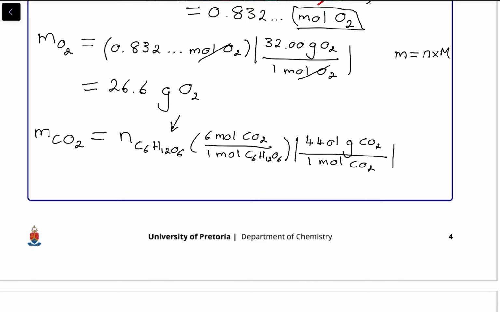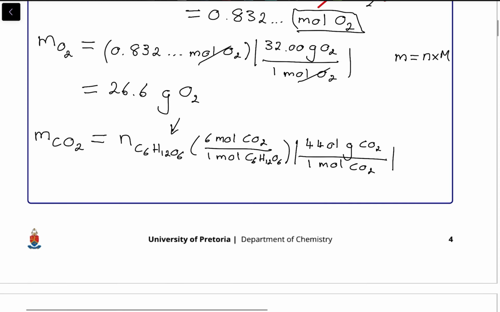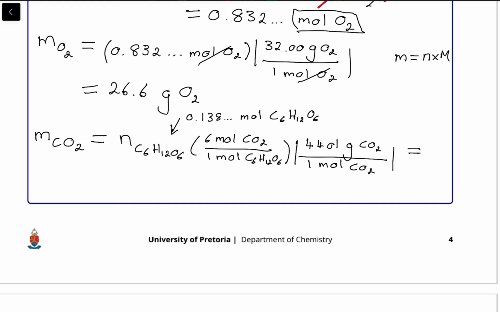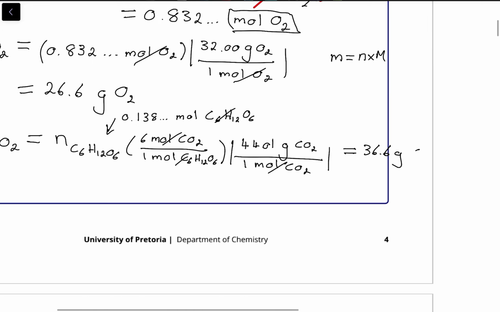And let's just remind ourselves, I think this was 0.138 and some numbers mole C6H12O6. I'm not going to completely write out everything here. So you should then get 36.6 gram. And you notice that unit cancels with that unit cancels with that unit. So you're left with gram CO2.